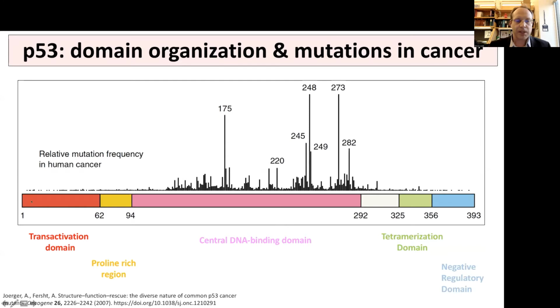we see at the N-terminus this red transactivation domain, followed by a yellow proline-rich region. Then we have this central pink DNA binding domain. And if you look at all these black bars overlying the central DNA binding domain, that's characterizing the mutation frequency at that particular amino acid. So the majority of mutations in P53 that lead to human cancer occur in this central DNA binding domain. And then towards the C-terminus, there's a tetramerization domain in green. And lastly, in blue, a negative regulatory domain. I'd like you to focus on or remember residues 245 and 248, because we're going to look at them a little bit closer on the next slide.